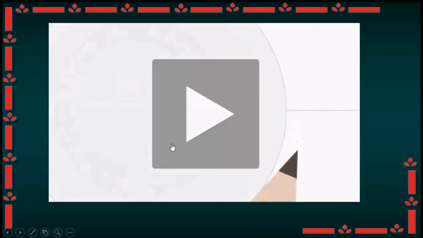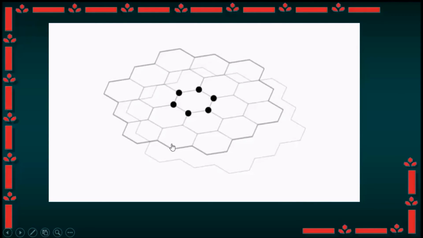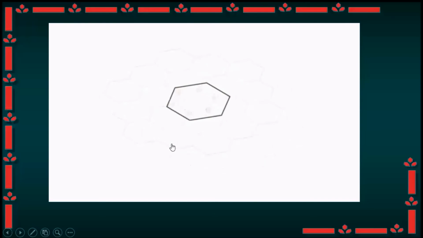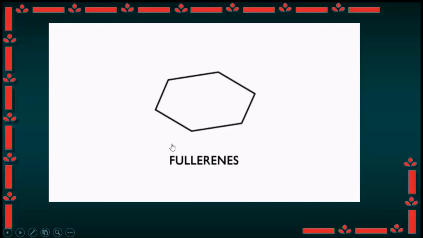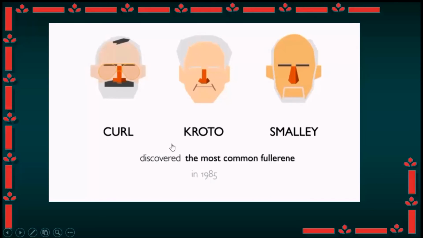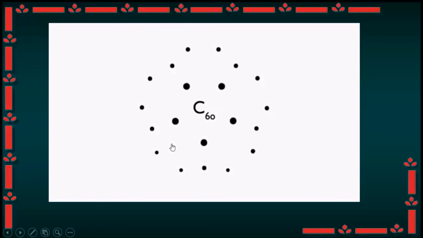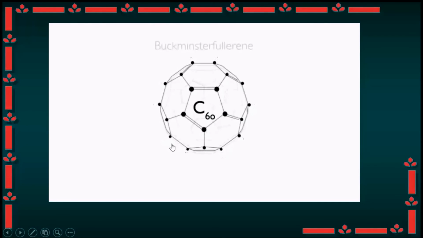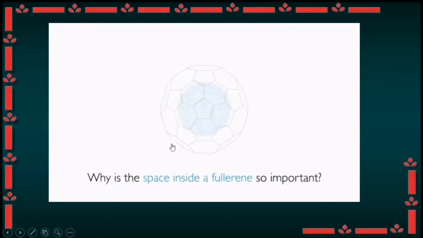The answer is that graphite exists as sheets of carbon atoms arranged in hexagonal rings. Fullerenes are carbon-based molecules with a hollow cage-like structure. Robert Curl, Harold Kroto and Richard Smalley discovered the most common fullerene in 1985, the Buckminster fullerene. It consists of molecules containing 60 carbon atoms joined together, forming a hollow sphere. There is an alternating arrangement of hexagons and pentagons, much like that seen in a football. Can you think why the space inside the fullerene is of importance? Pause the video and continue when you have a suggestion.